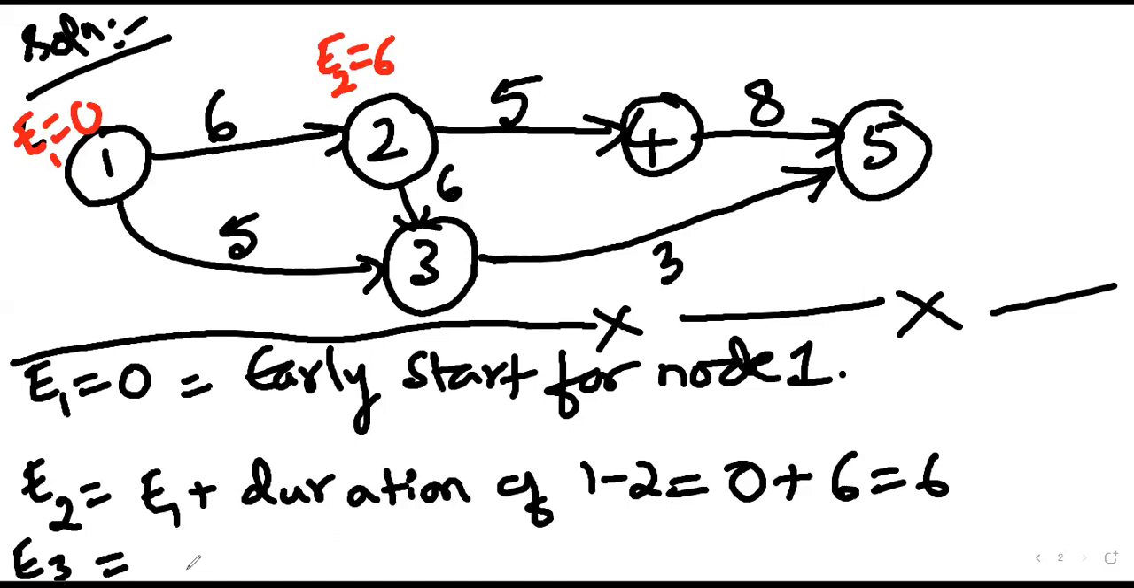How many equations do we require for calculation, 1 or 2? 2, sir. Correct. And should we consider the maximum value or minimum? Maximum has to be considered. What is the first equation? For the 1-3 activity, what will be the equation? E1 plus duration of 1-3.